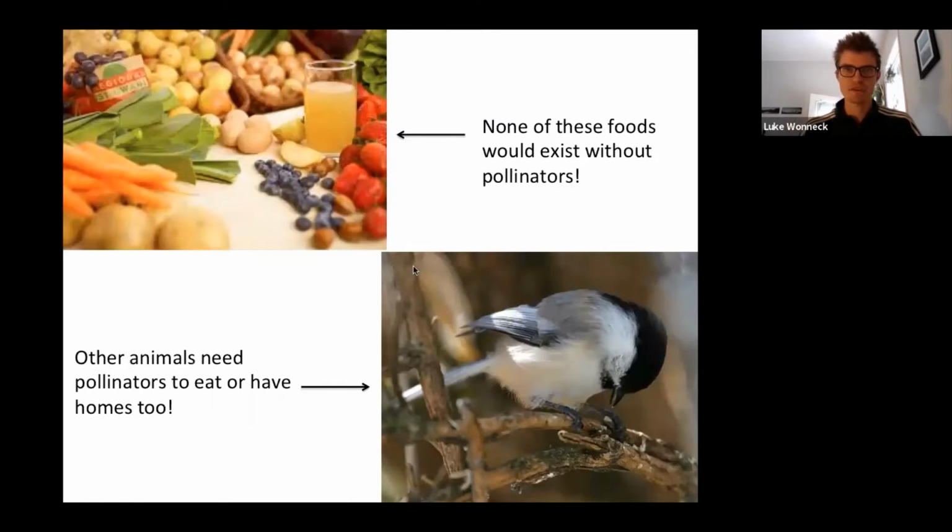So just to give you a sense, all of these plant foods, from blueberries to carrots, wouldn't exist if we didn't have pollinators. And so we would be pretty hungry without them. And that's not just to say that we're the only ones who need pollinators. Other animals, like let's say this chickadee here, eat other plants as well, or use other plants for habitat that depend on pollinators. And so without pollinators, not only would we not be able to eat, but all these other animals wouldn't be able to too. And our environment and our whole world would be completely different and a lot less diverse, and we probably wouldn't even be there.